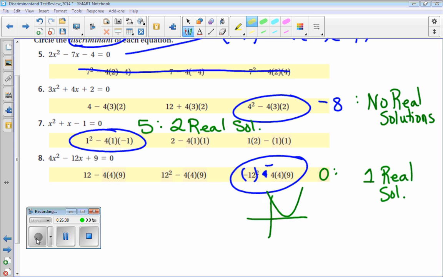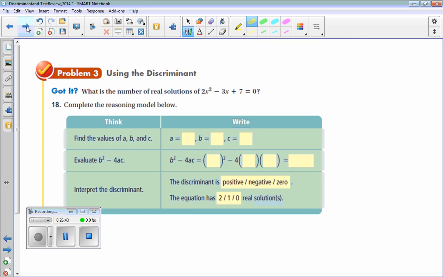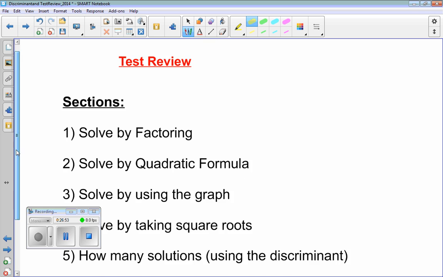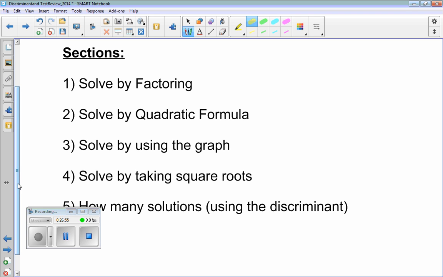Okay? You do have a test next class on all of quadratics. Here, all solving the quadratic equations. So these are the sections you're going to see on your test. We know how to solve by factoring. We know how to factor, we know how to solve. I'm going to give you some problems out of the book that correspond to each of these sections. These are the sections that your test is going to be divided into. Okay?